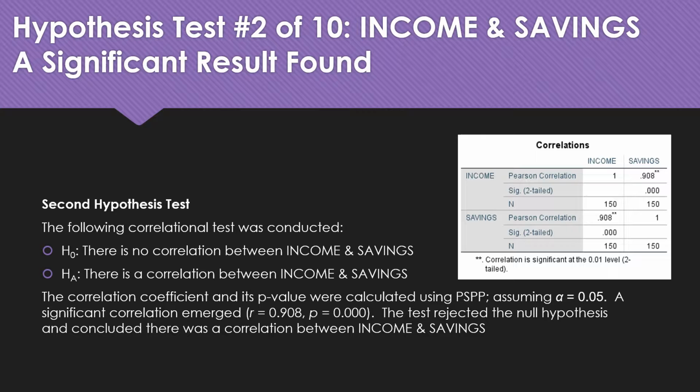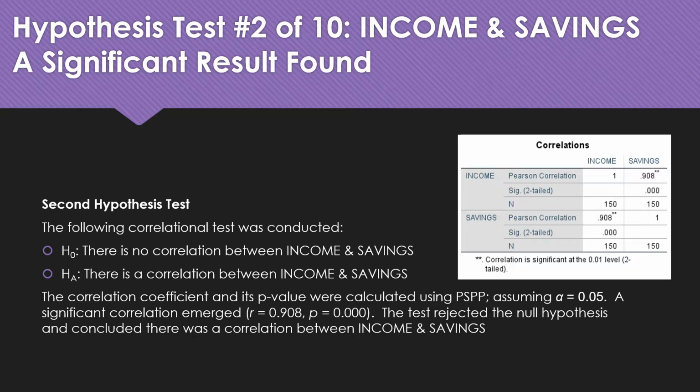So jumping into our hypothesis test number 2 of 10, income and savings, a significant result was found. For our second hypothesis test, the following correlational test was conducted, where the null hypothesis was that there is no correlation between income and savings, whereas our alternative hypothesis was that there is a correlation between income and savings. The correlation coefficient and its p-value were calculated using PSPP.